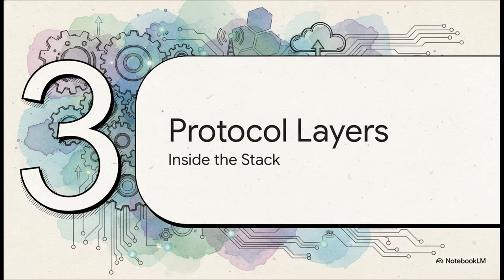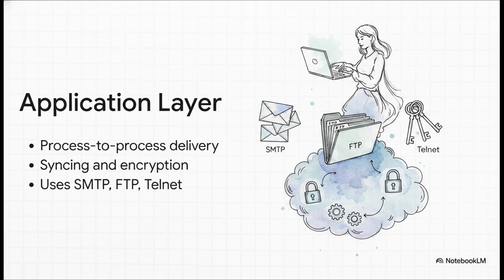All right, let's break this down in Section 3, Exploring the Protocol Layers. Starting at the very top, we have the application layer. This layer handles process-to-process delivery, synchronizes different encoding systems, manages your encryption and decryption, and maintains network sessions. This is exactly where the user sits. You're generating data using applications and protocols you probably use every single day. SMTP when you send an email, FTP to transfer files, or Telnet for remote login.